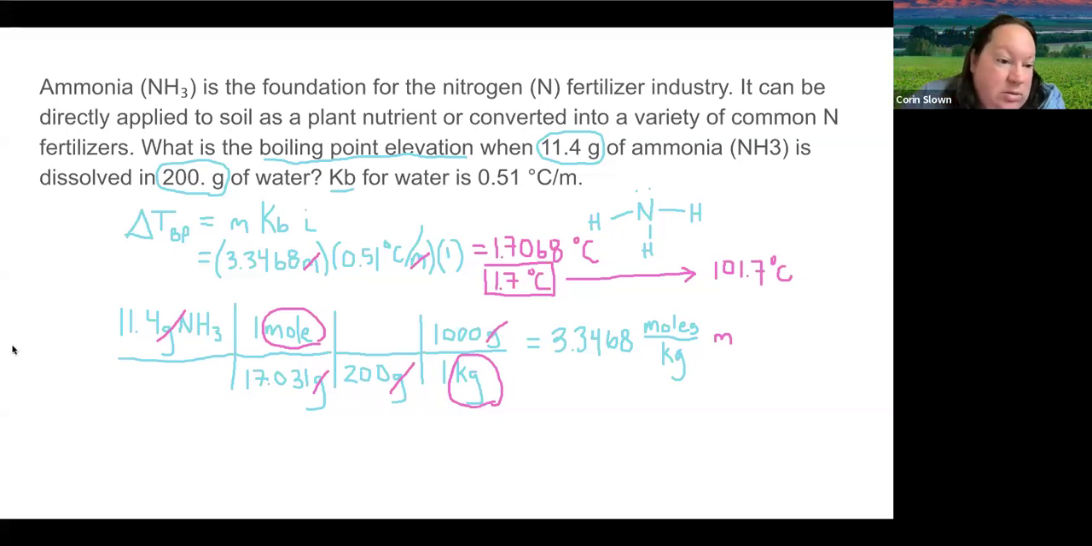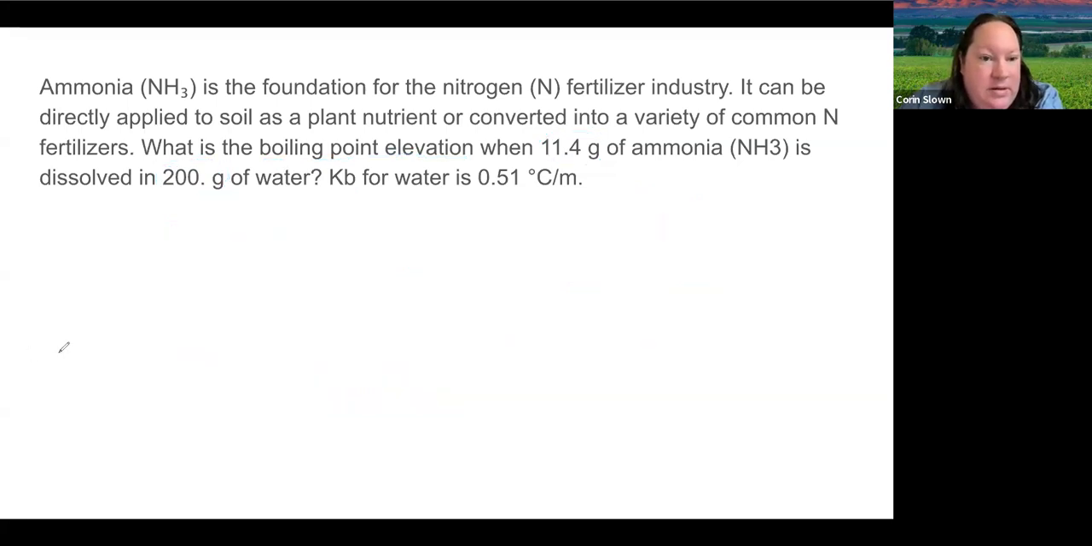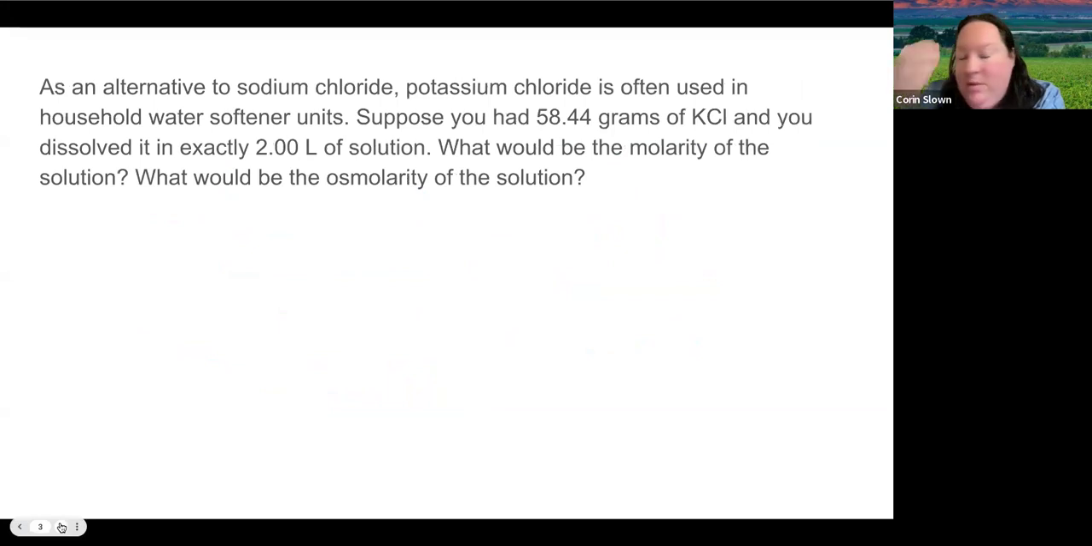Okay, so let's take a look at another problem. So this one says an alternative to sodium chloride, potassium chloride, is often used in household water softener units. Suppose you had 58.44 grams of KCl and you dissolved it in exactly 2 liters of solution. What would be the molarity of the solution? What would be the osmolarity of the solution?